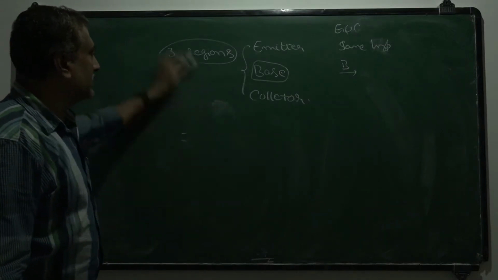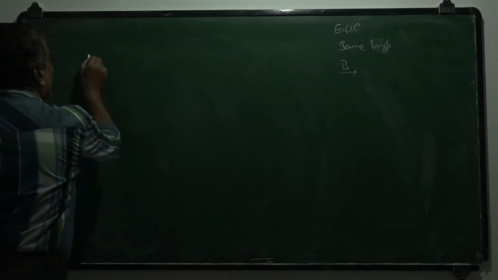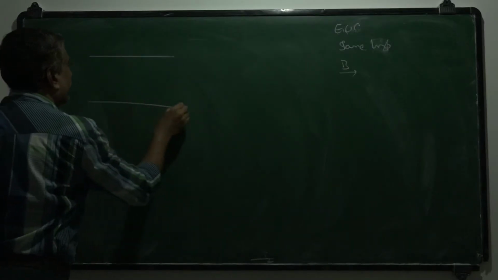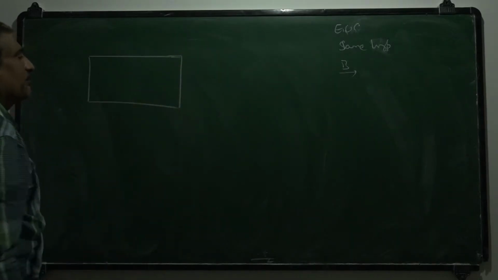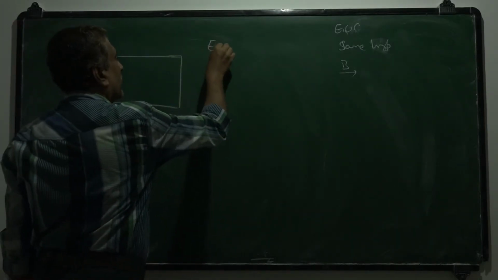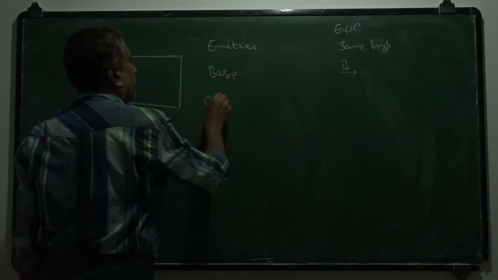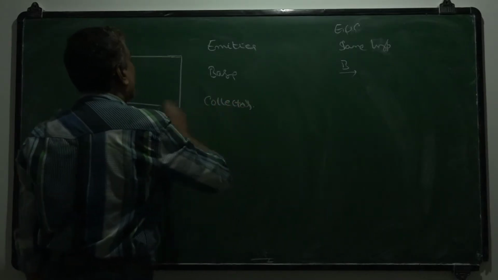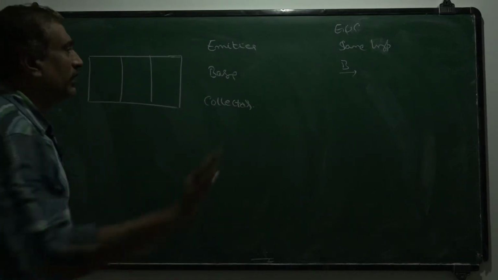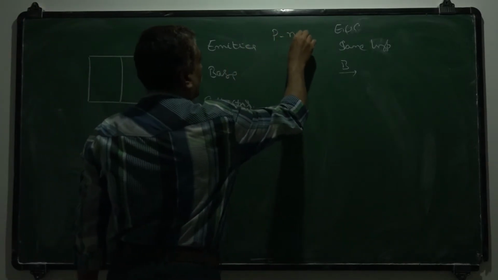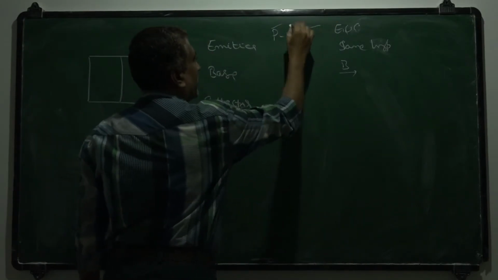Now physical sizes and their dopings. We can represent an NPN transistor like this: emitter, base, collector, three regions. Now if we consider a PNP transistor, the emitter and collector are P type and the base is N type. This is the base.